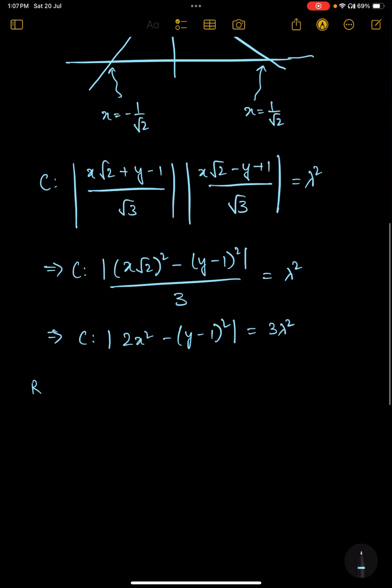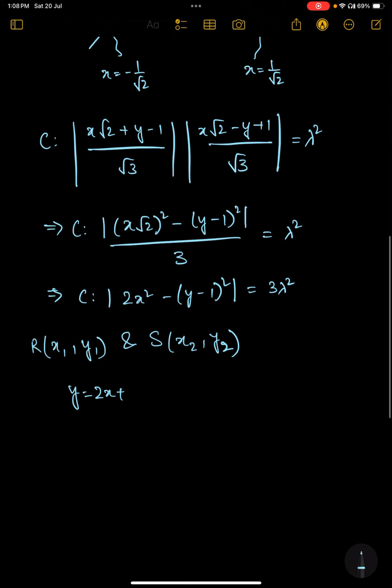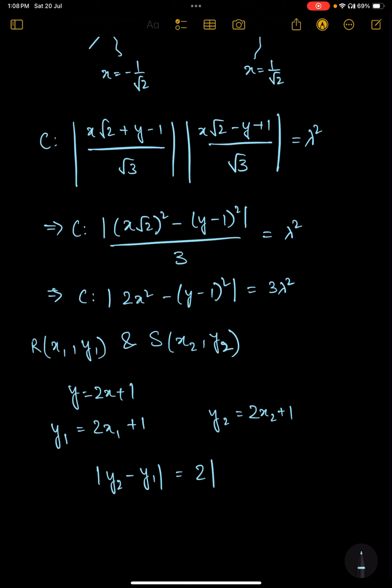Now let us assume that the point R is denoted by x1 comma y1 and point S is denoted by x2 comma y2. Now, since the curve C cuts the line y is equal to 2x plus 1 at points R and S, therefore I can very easily say that y1 is equal to 2x1 plus 1 and y2 is equal to 2x2 plus 1. Now, again, very easily I can make a statement that mod of y2 minus y1 is equal to 2 into mod of x2 minus x1.